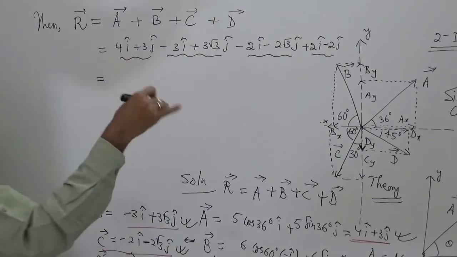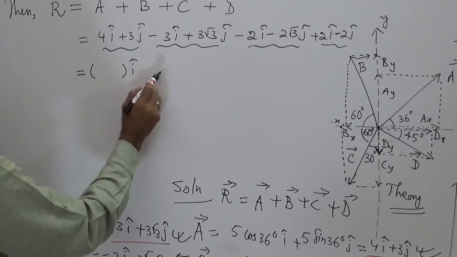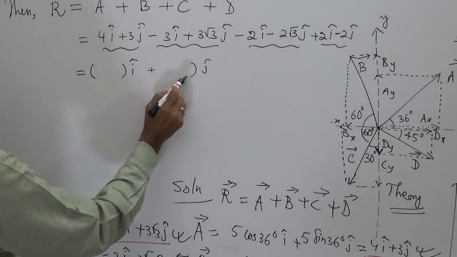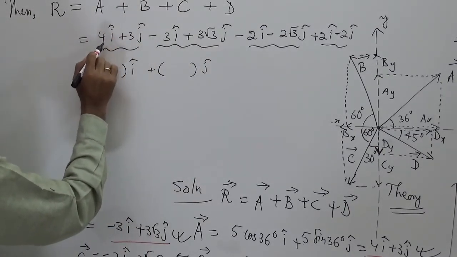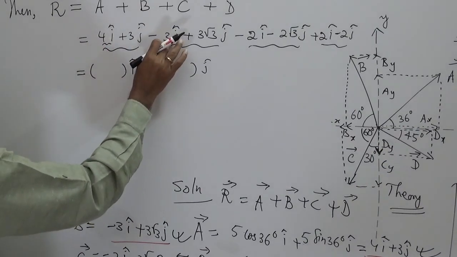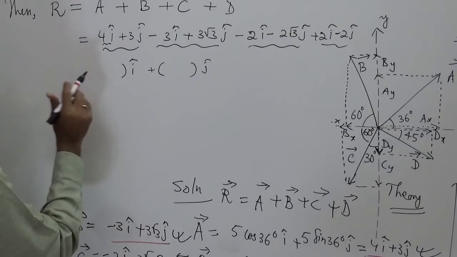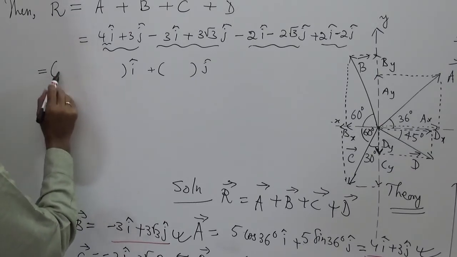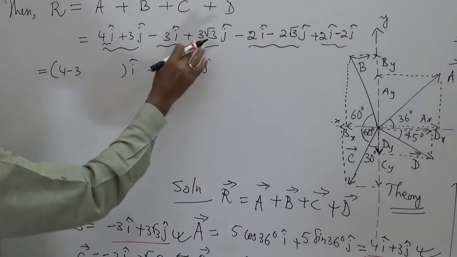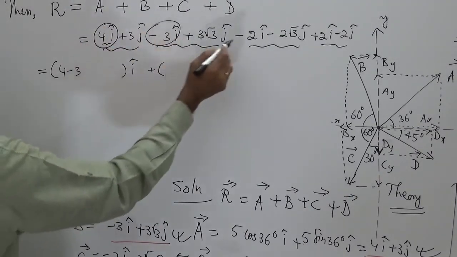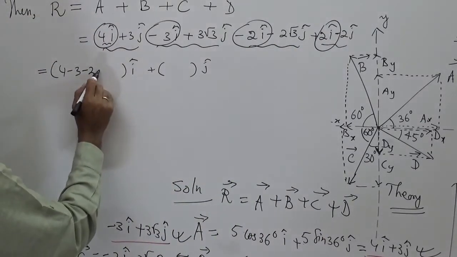Now we have to add i cap with i cap, j cap with j cap. Take i cap common, then take j cap common. 4 plus minus 3 plus minus 2 plus 2. So we can just write 4 i cap minus 3 i cap. i cap we have taken common. 4 minus 3. Then this is i cap we have taken common, minus 2. Here i cap we have taken common. This will be minus plus 2.